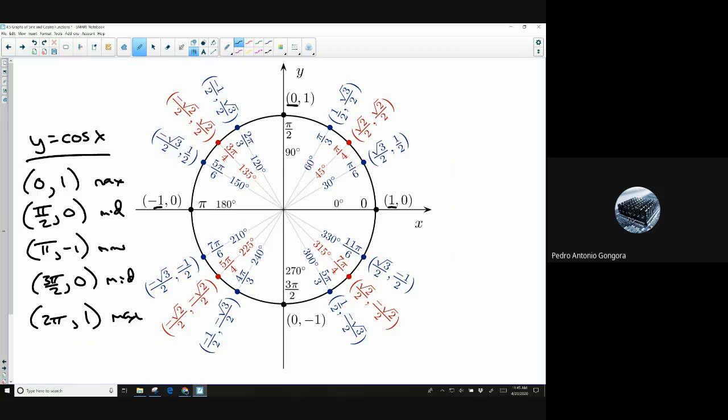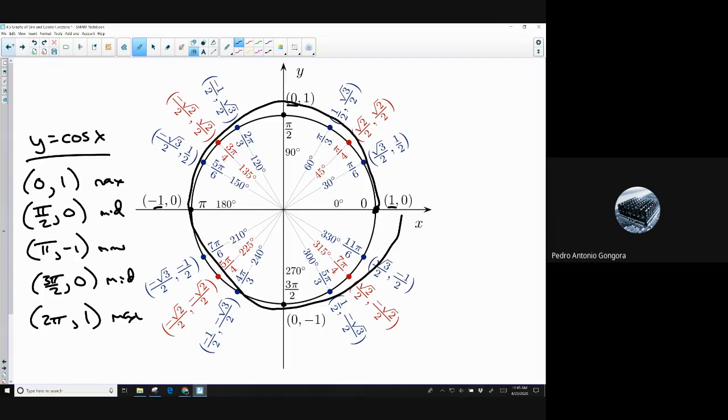I like to think of it as on the circle. And now since we're talking about the x-coordinate of the unit circle, it starts at the biggest it gets. Then the x coordinate gets smaller, smaller. Then it starts to get bigger and bigger again.